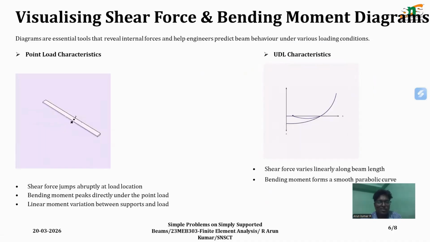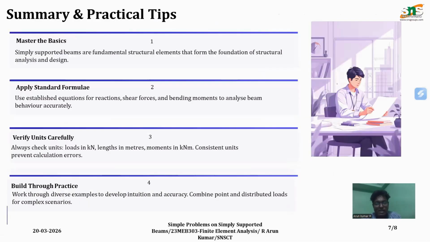Visualizing the shear force and bending moment diagrams. These diagrams are essential tools that reveal the internal forces and help engineers predict beam behavior under various types of load conditions. One is the point load, another is the uniformly distributed load. For the point load, the shear force jumps at the load location and the bending moment peaks directly under the point load, with linear moment variation between support and load. For the UDL, the shear force varies linearly along the beam and the bending moment forms a smooth parabolic curve.